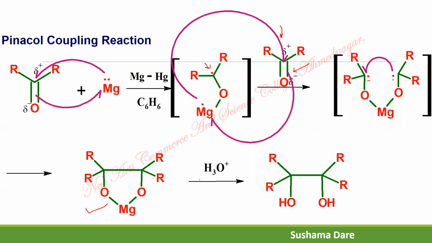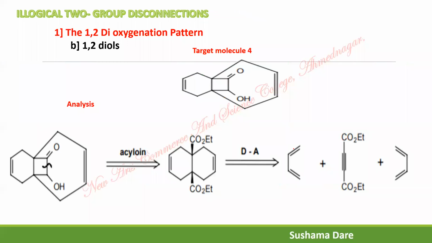After this, there is a hydrolysis reaction. Due to hydrolysis, this bond is going to break and it gives the 1,2-diol. So this is one way we can get the 1,2-diol starting from the ketone. So ketones are converted into 1,2-diols. In case of a double bond, how can you convert a double bond into a 1,2-diol? That time we have to use KMnO4 or osmium tetroxide.